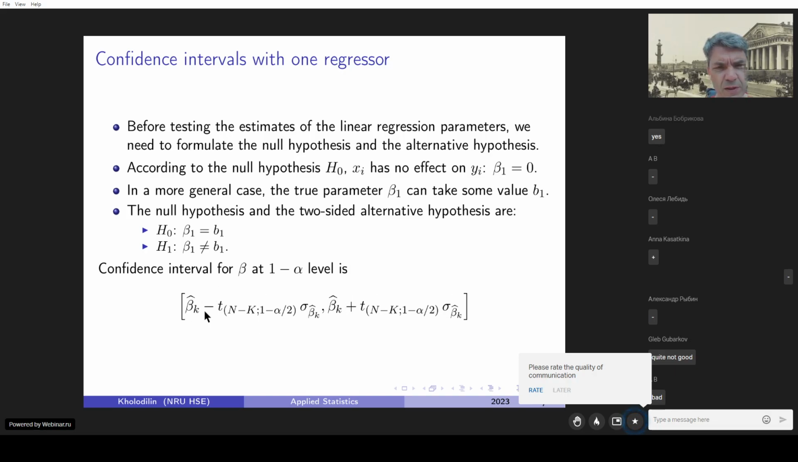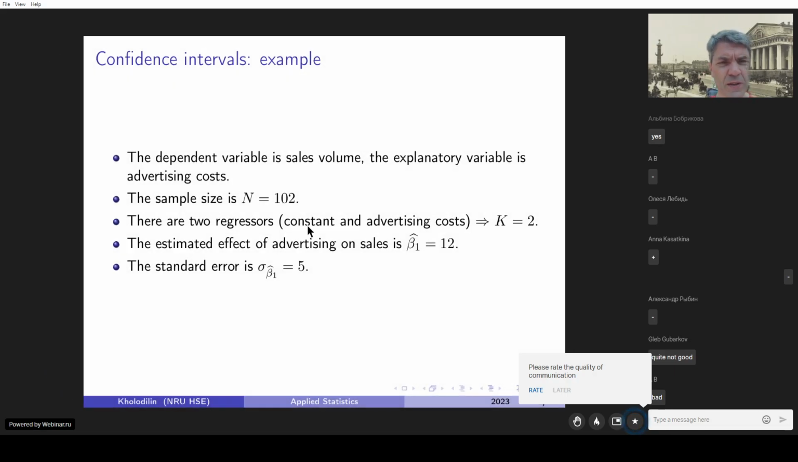So within this confidence interval, the true value will be located with a certain probability, with probability equal to 1 minus alpha. Okay? And here we have the estimate of beta. Here we have a quantile from t distribution, and we multiply this quantile by the standard deviation of beta. Now let's consider a simple example to understand it better.